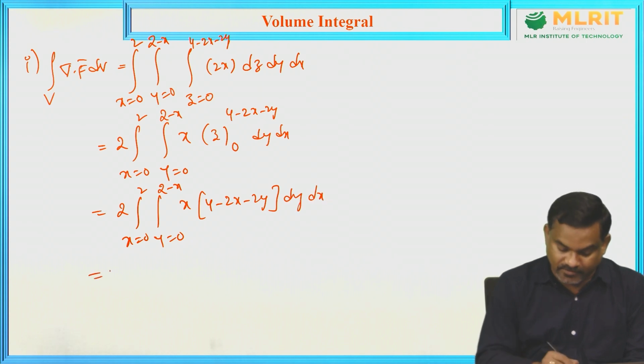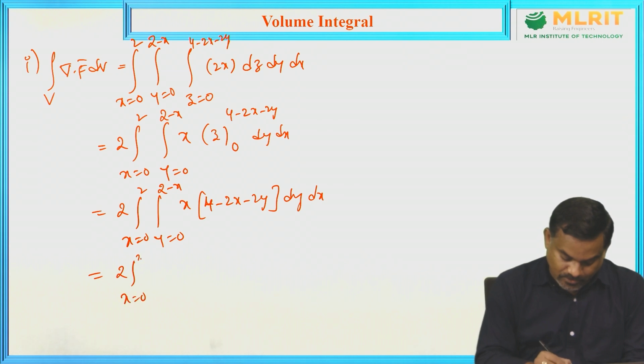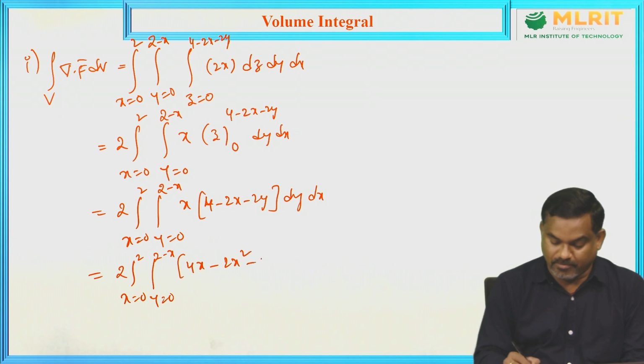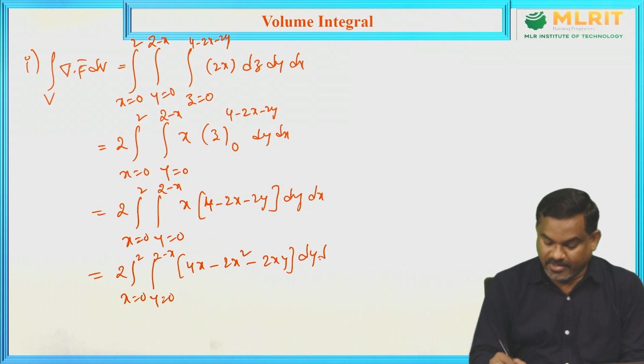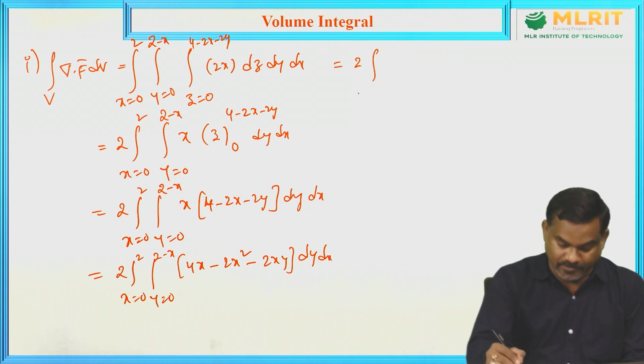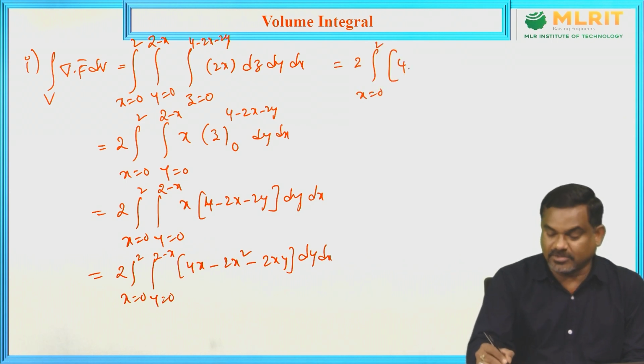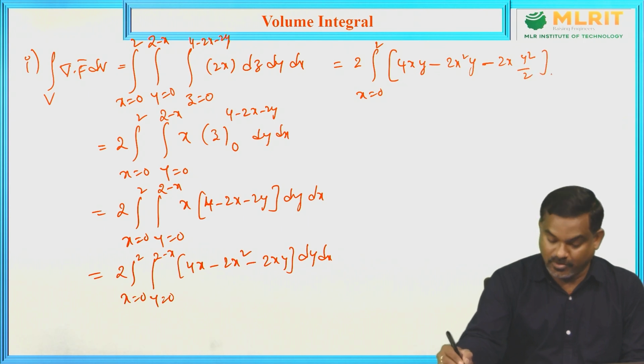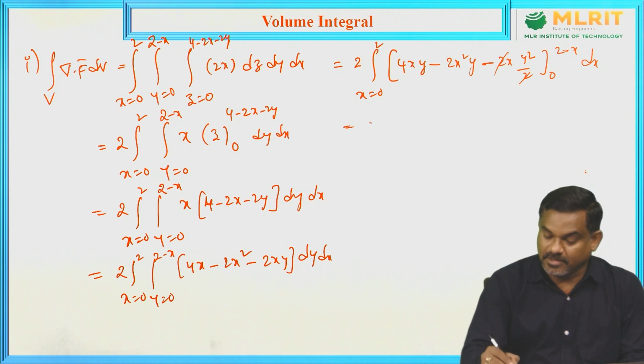Now we need to integrate with respect to y. So 2 into the integral x from 0 to 2, y from 0 to 2 minus x, of 4x minus 2x square minus 2xy dy dx. Now with respect to y, we need to integrate. The first one, 4x is constant, so integral dy is y: 4xy minus 2x square y minus 2x into y square by 2, from 0 to 2 minus x dx.